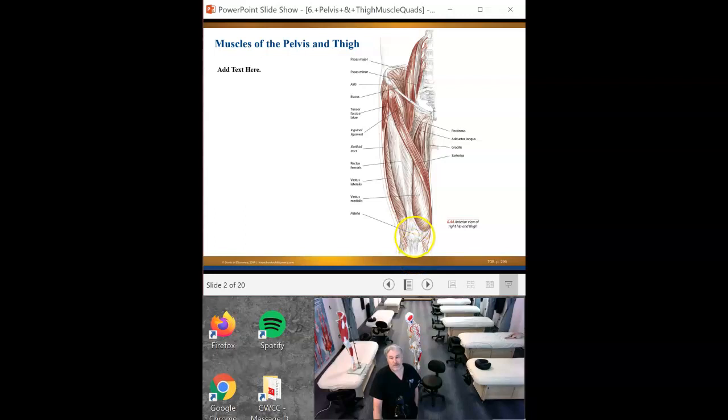What attaches bone to bone? Yes, Mr. Singletary. Oops, sorry, ligament. Ligament. And so a lot of people call this the patellar ligament.